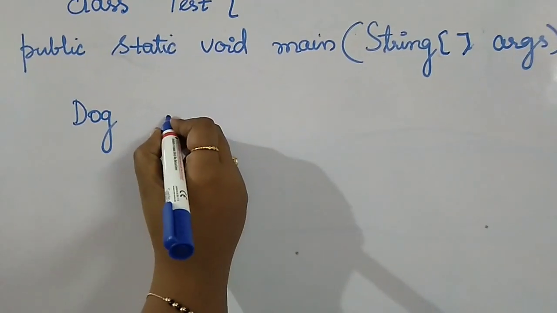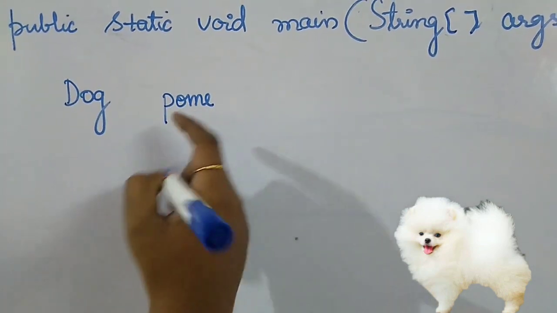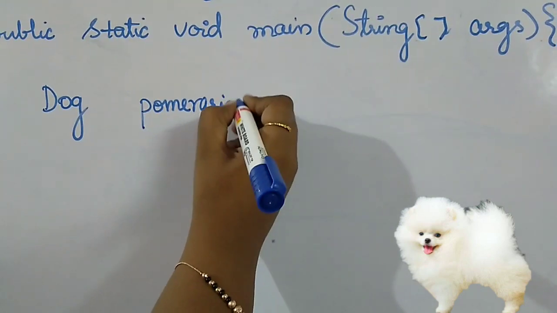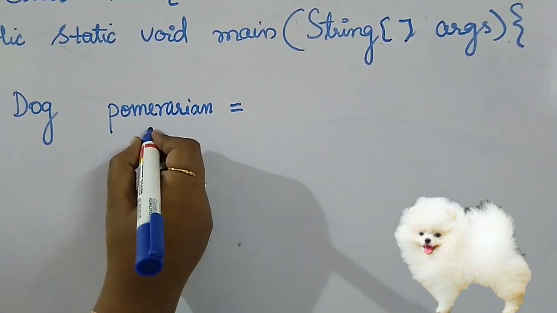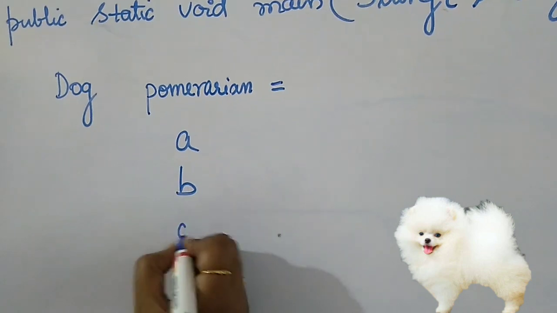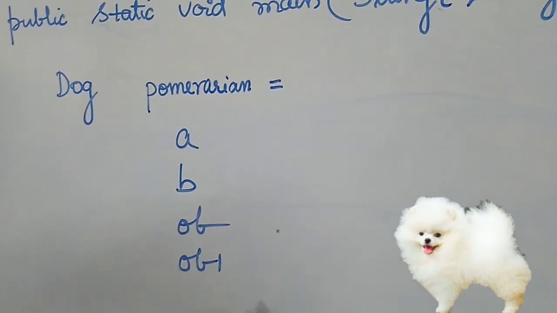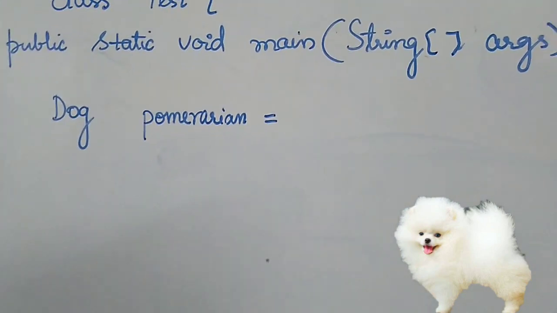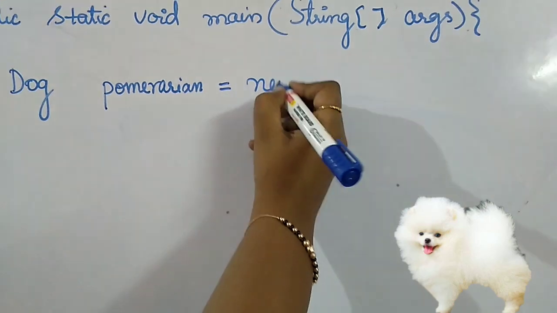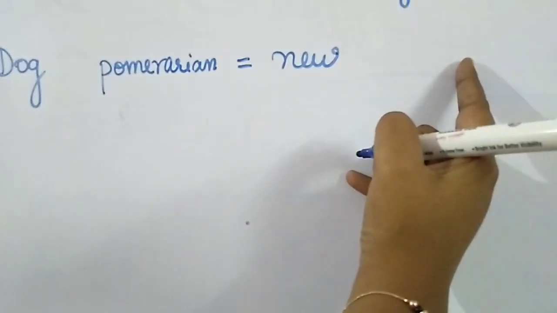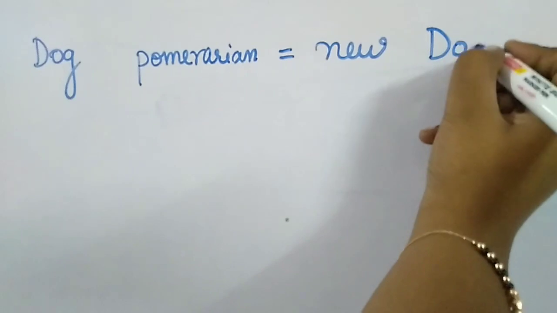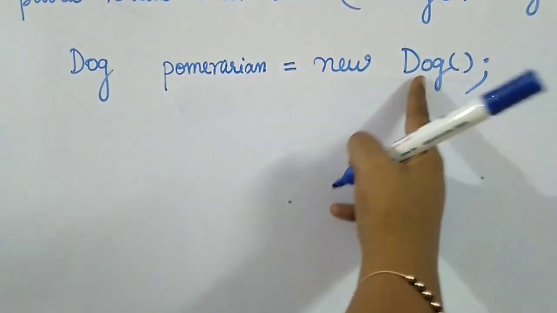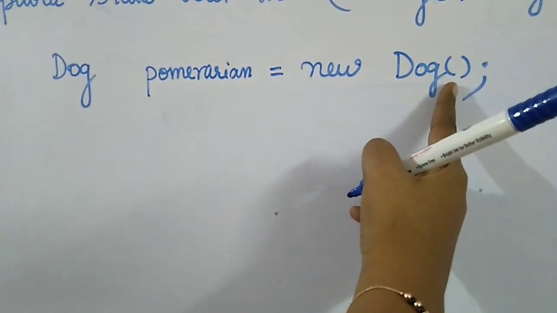Whatever is a valid identifier, you can have that. So I am saying that I am having a Pomeranian dog, so I am giving the breed as the reference name. So I am saying Pomeranian. Okay, so Dog Pomeranian. This is the reference variable name. It can be A, it can be B, it can be OB, OB1, etc. Whatever you want. It can be any valid identifier. So I said Dog Pomeranian is equal to new, followed by the name of the class and a parenthesis, which is nothing but your constructor. Remember that the name of the constructor is the name of the class followed by parenthesis.